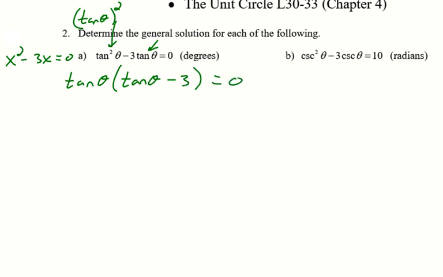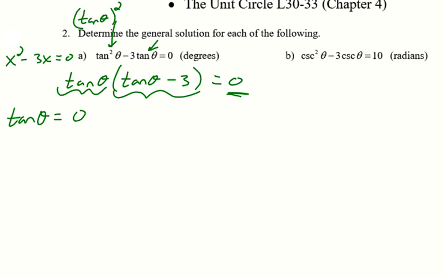Hopefully you can see that we've got 2 solutions now. We're going to have one solution where tan theta is equal to 0, and another where tan theta minus 3 is equal to 0. Okay, so let's solve for both. First, let's do the one to the left. So tan theta is equal to 0, right? Well, where is tan theta equal to 0?